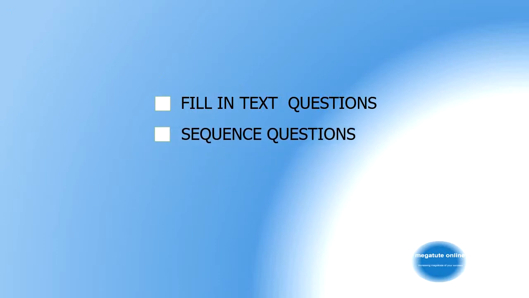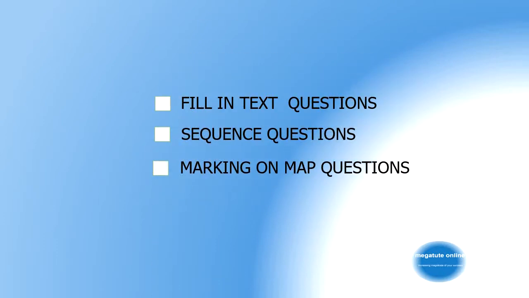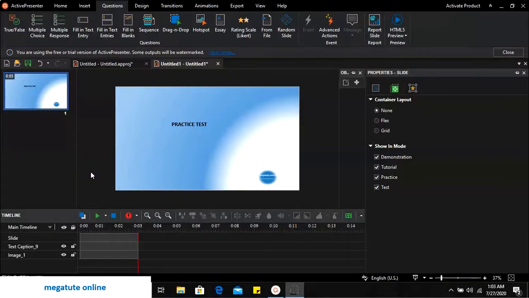In this video, we'll discuss fill-in text questions, sequence questions, and marking and map questions using Active Presenter. You have to open Active Presenter, and once it is open, you have to insert a new slide with a particular template which you want. Since it's going to be an interactive practice test, I have already typed a practice test caption over here. Now I'll go for the questions, and my first question is going to be fill in blank.